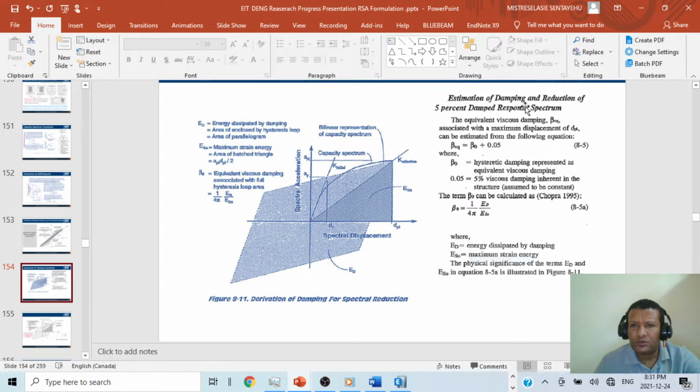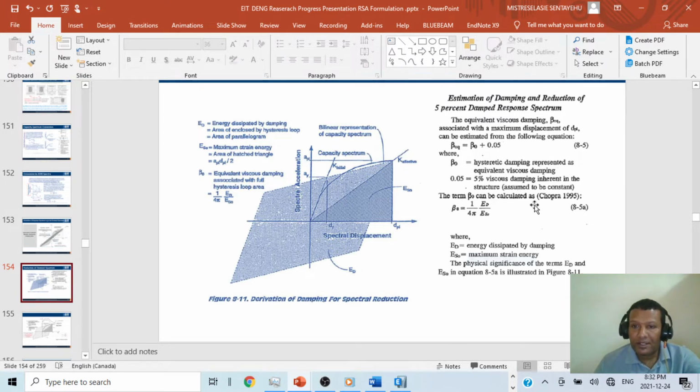So, estimation of damping and reduction of the 5% damping response spectrum. At the end of the day, for the equivalent viscous damping, B equivalent, instead of 5% we will add B0. This B0 comes from here, by equating with the Chopra book. So we have to add this B0 in addition to the damping we have. B0 means hysteretic damping represented as equivalent viscous damping. Then 5%, this is normally what we have.